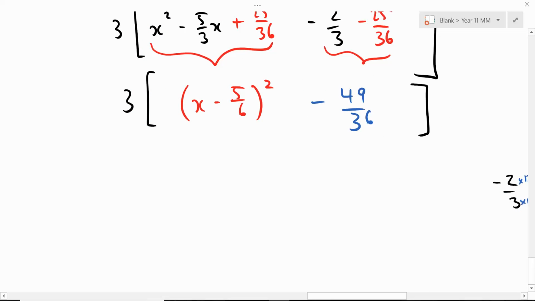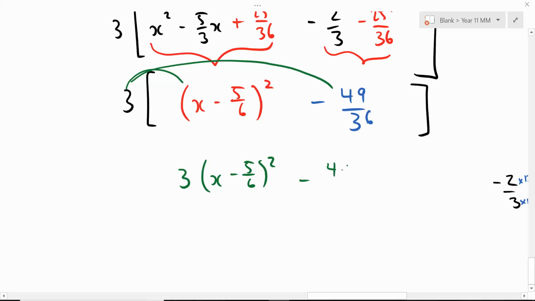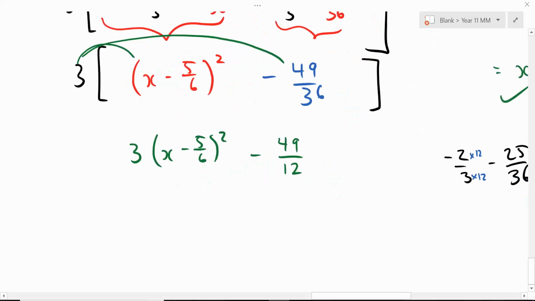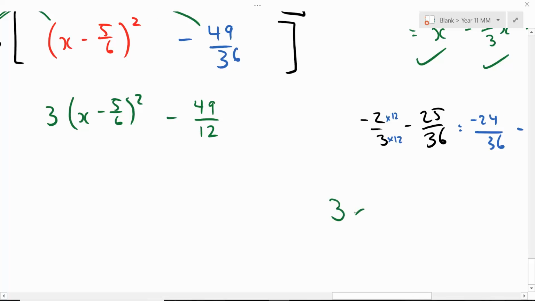Then you've got to make sure you multiply 3 to every term. And so now you get your answer: 3 bracket x minus 5 on 6 all squared minus, and I know the answer is 49 on 12. How do I know again? Again, fractions. 3 times negative 49 on 36. I can see that 3 divided by 3 is 1 and 36 divided by 3 is 12. And that's why I get negative 49 on 12. That's how I got the answer.